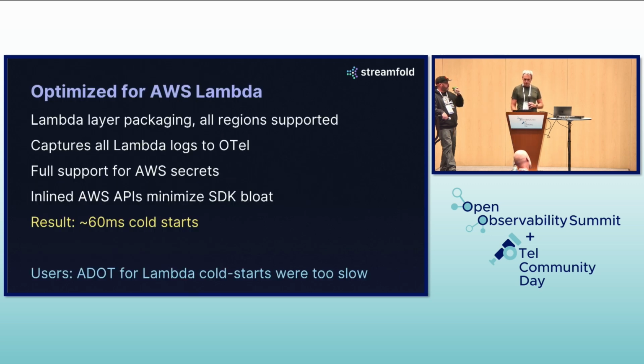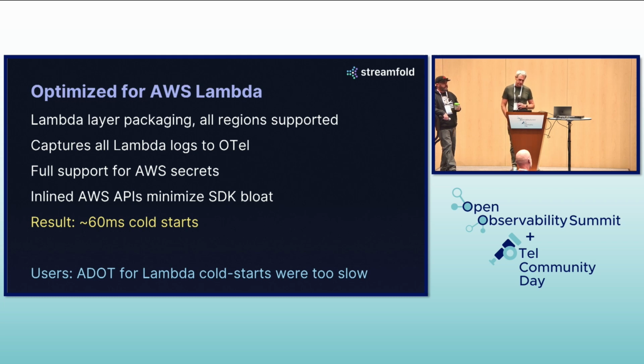I said serverless was one of the areas that we wanted to focus on, and we have really optimized for AWS Lambda. So we have taken the Rotel collector and packaged it as a Lambda layer that's available in all the regions on AWS. By default, it will capture all the Lambda logs on the container in your Lambda environment, and we'll translate those into Rotel and then export that to your exporters. That's nice if you want to avoid the CloudWatch tax and just send that out to your vendor there.